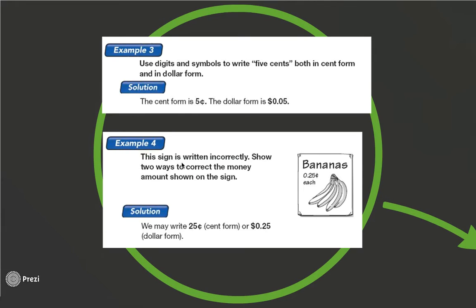Now, this sign is written incorrectly. Show 2 ways to correct the money amount shown on the sign. We have 0.25 cents here. So what you need to do is correct it, which would be 25 cents, which is the cent form, and then 0.25, which is the dollar form.